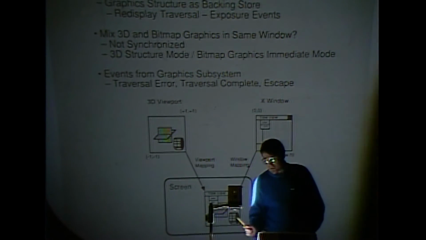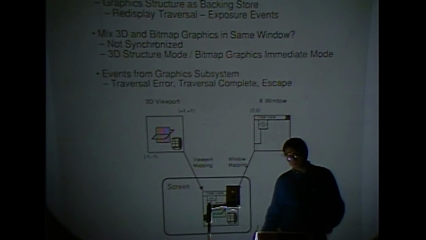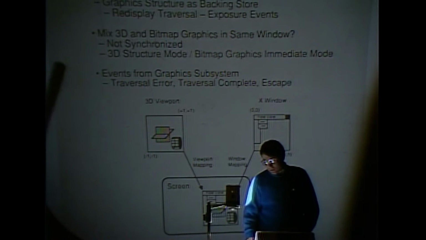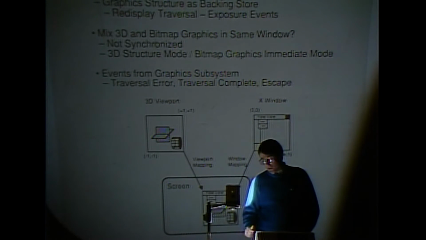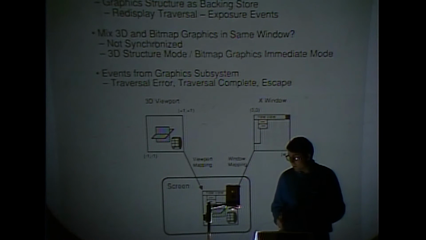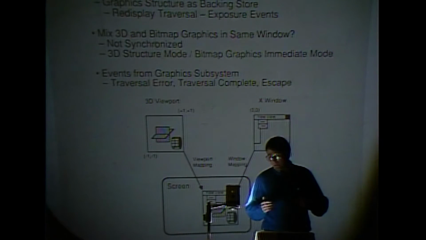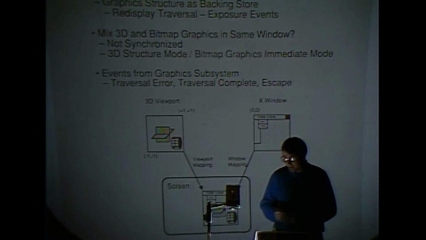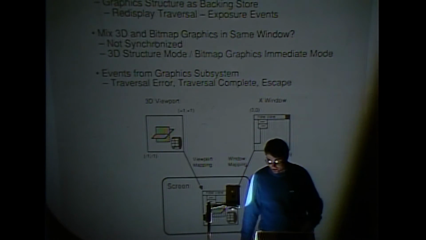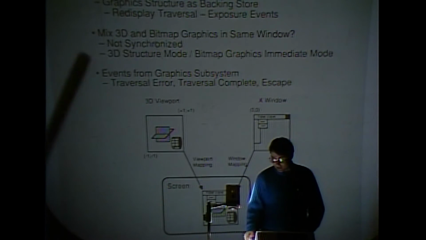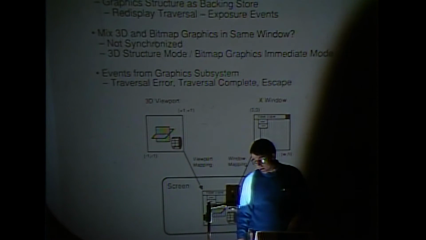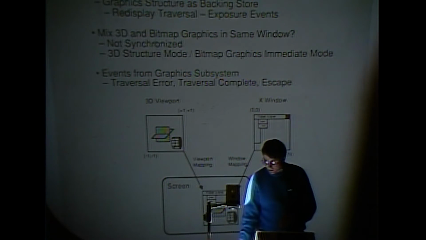We asked ourselves the question whether we wanted to mix 3D and bitmap graphics in the same window, and it wasn't clear how you would do that, since the 3D graphics were in structure mode, and bitmap graphics are in immediate mode, and you'd have to play games with building bitmap nodes in 3D structures, so we punted on that issue for the time. And then we had to handle some events generated by the graphic subsystem that occur at traversal time, of which there are not many.